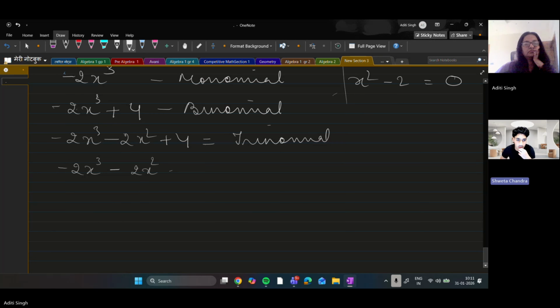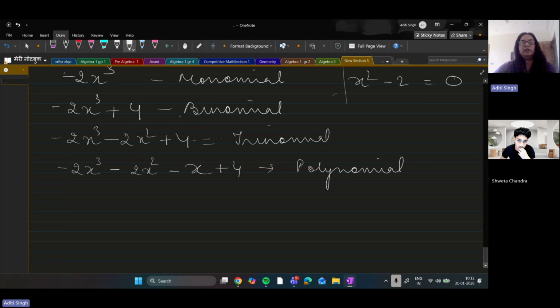2x squared plus 4 minus 9. If you take minus 9, then 4 and minus 9 will become 5. Then again, you will be in trinomial. So I'll add x minus x. This is called polynomial. So what is polynomial? Look, all are polynomial.